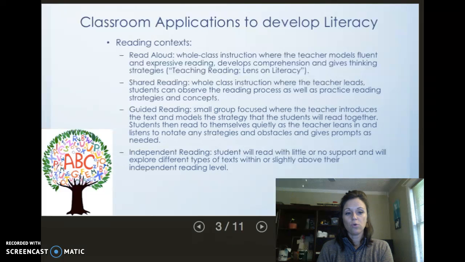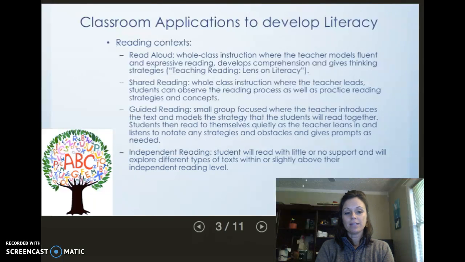Shared reading is also whole class instruction where the teacher leads the class and students can observe the reading process and practice reading strategies and concepts. Guided reading is small group focused where the teacher introduces the text and models the strategy in which the students will read together. The students read to themselves quietly as the teacher leans in and listens and notates any strategies and obstacles, as well as gives prompts as needed. The students then discuss the content and the comprehension.